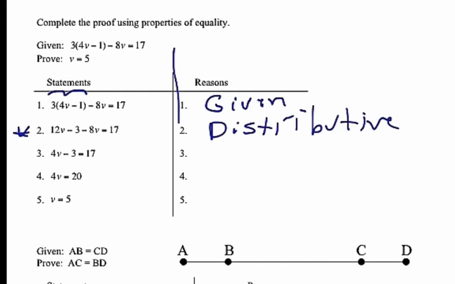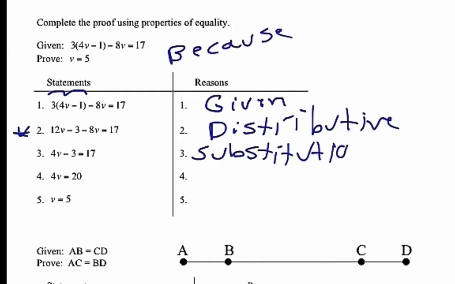So think of this line right in the middle as a because. So you're saying statement number 2, 12v minus 3 minus 8v equals 17 because the distributive property got me there. And then in the next step, 4v minus 3 equals 17 because I substituted, or used substitution to replace 12v minus 8v with 4v. And then I added 3 to both sides, so I wrote the statement 4v equals 20 because the addition property says it's okay to do that.